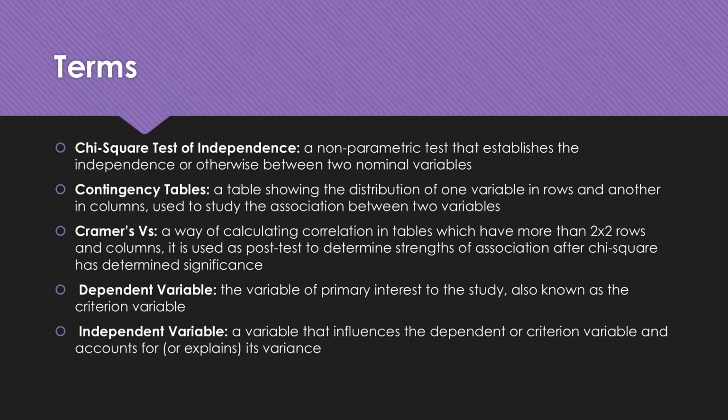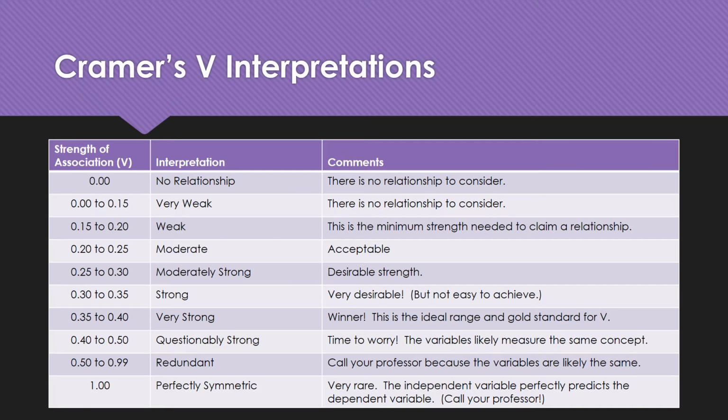The dependent variable is the variable of primary interest to the study, and it's also known as the criterion variable. And the last term that we have is the independent variable, which is a variable that influences the dependent or criterion variable and accounts for or explains its variance.